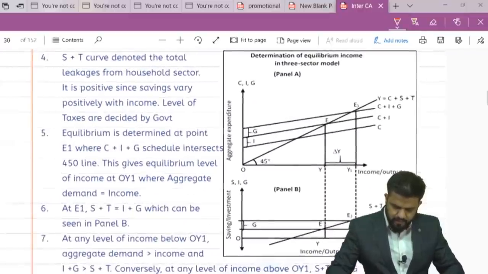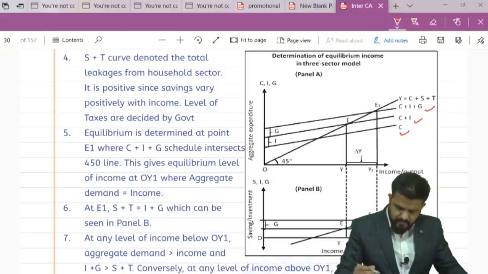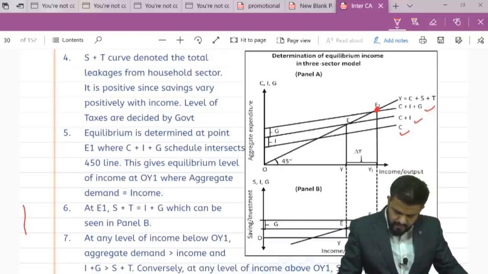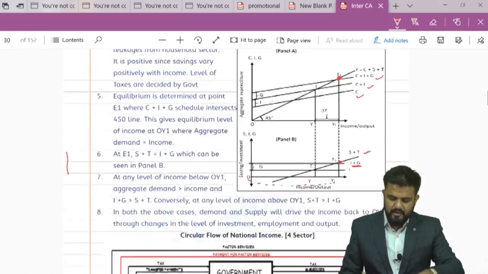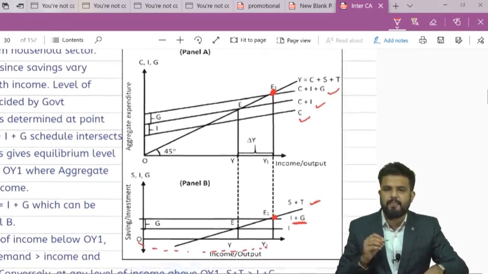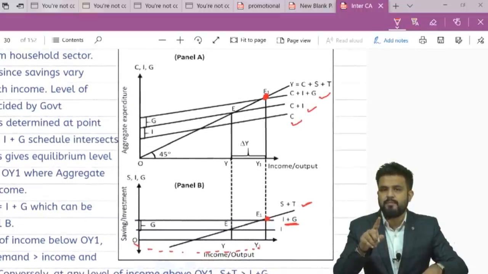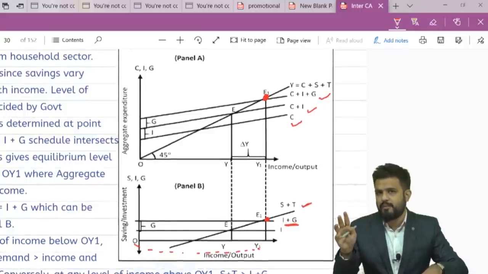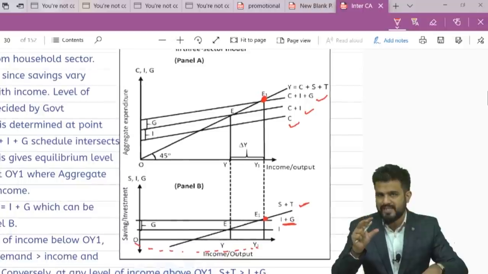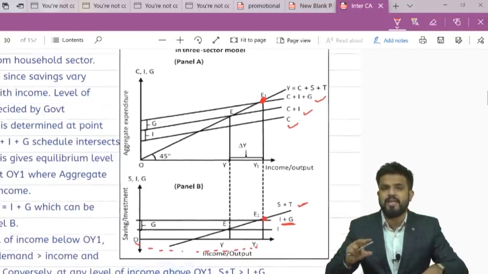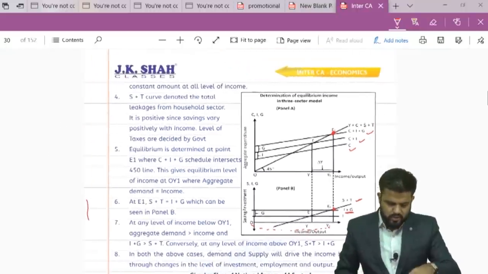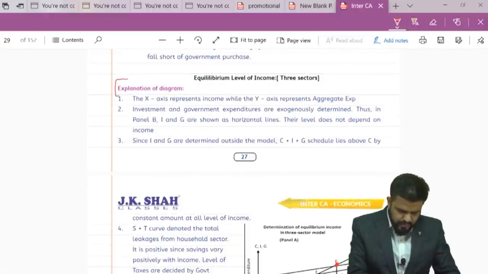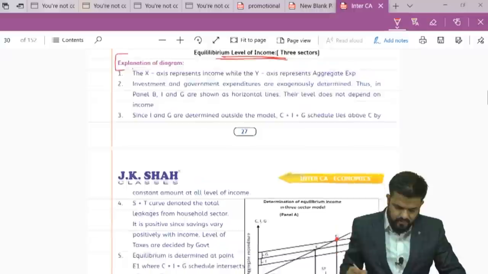Students, the same three sector equilibrium is given here. You can see here C, C plus I, C plus I plus G. So this is your injection, this is your leakages, and this is the point where they meet. So total national income, equilibrium national income, will be OY1. So practice two sector equilibrium, three sector equilibrium and four sector equilibrium. Two and three will look almost the same, and four sector is very simple, very easy, because directly they have taken the fourth level, that is C plus I plus G plus X minus M. Okay students, for this also the answer is given here. You can see the explanation of the diagram, equilibrium level of income, three sector, from here till here.